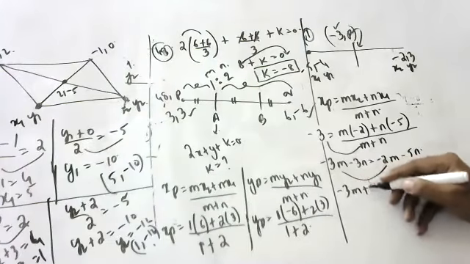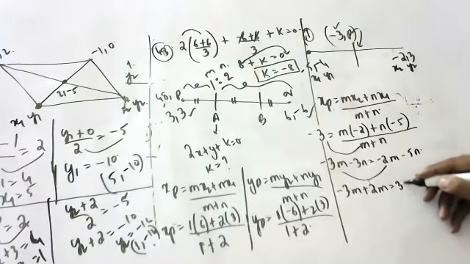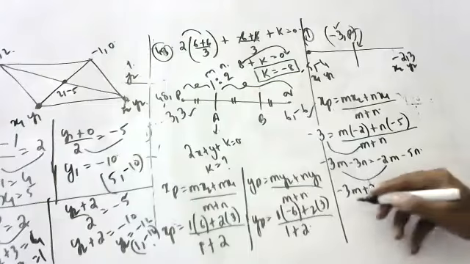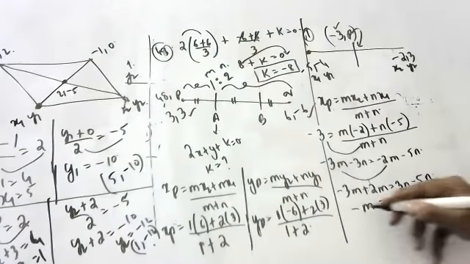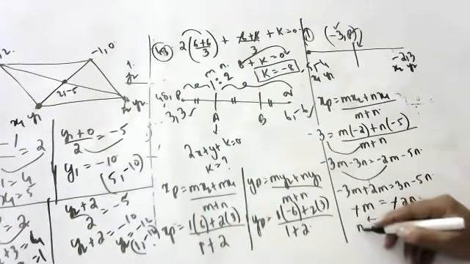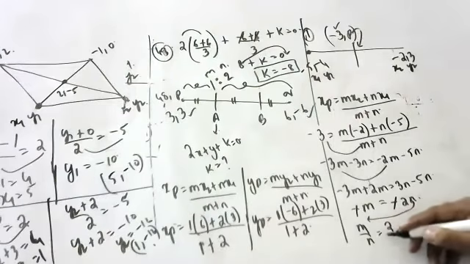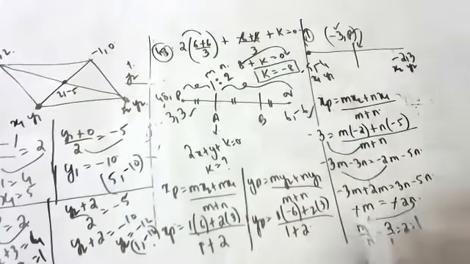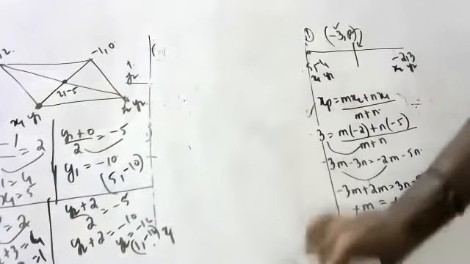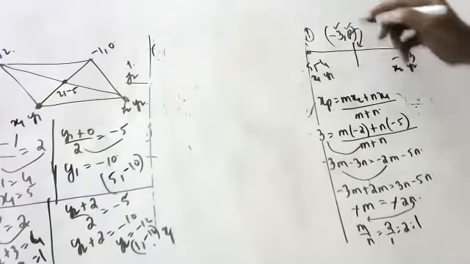So P is equal to minus 3m minus 3n equals minus 2m plus minus 5n. Minus 3m plus 2m is minus m, and 3n minus 5n is minus 2n. So m by n is equal to 2 by 1, that is 2:1. Now using 2:1, can you find out y of P?